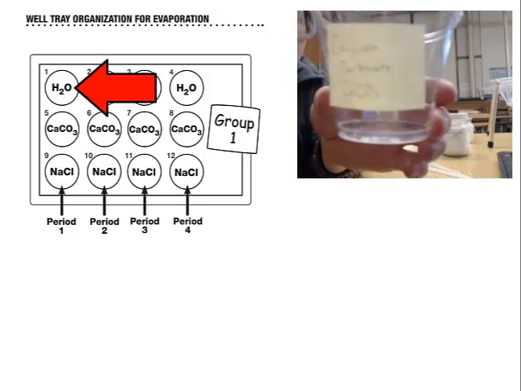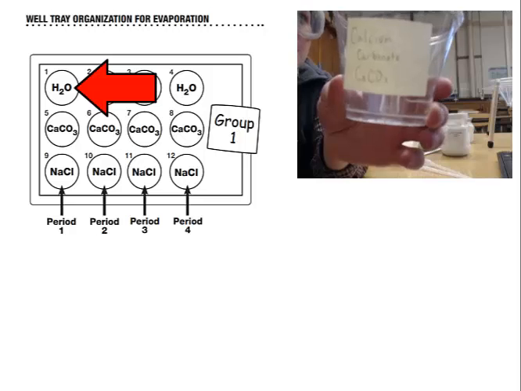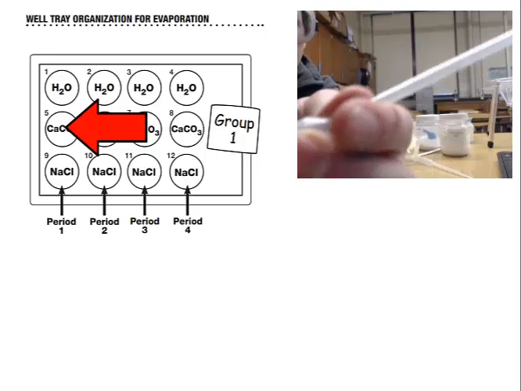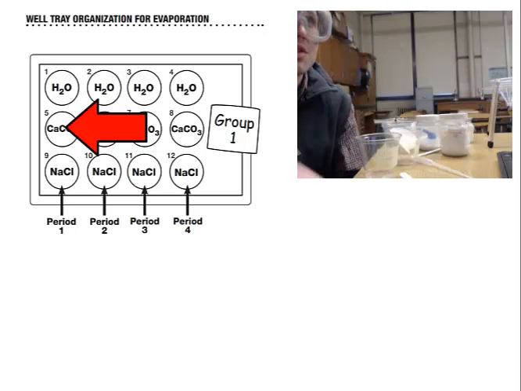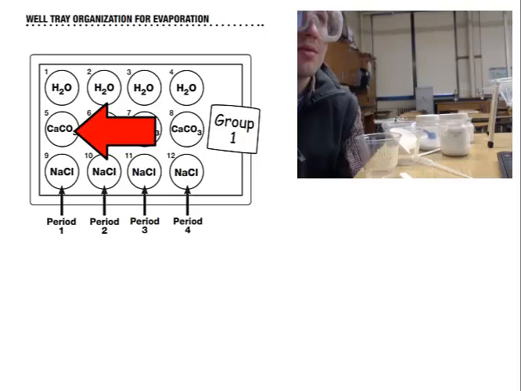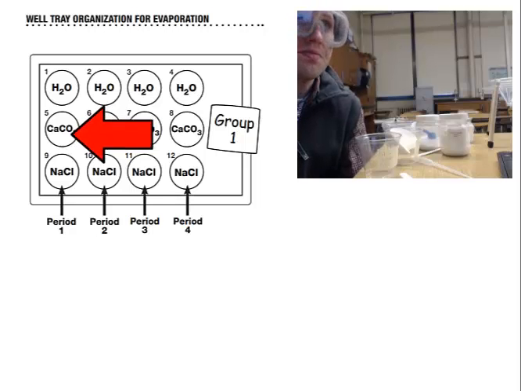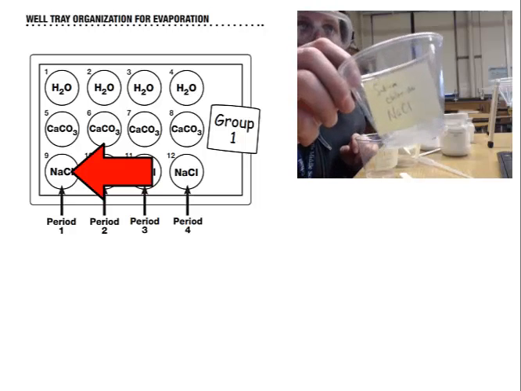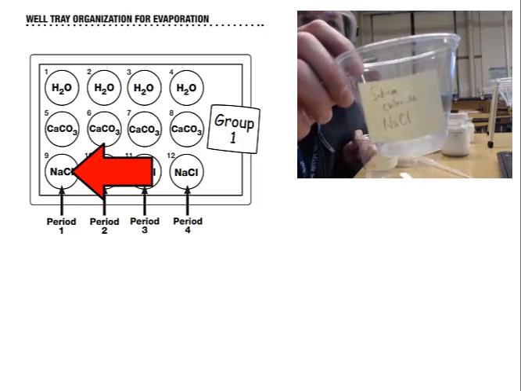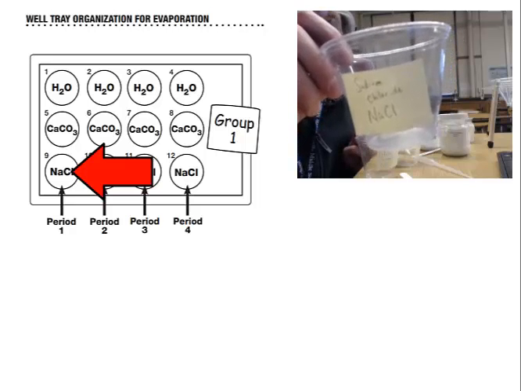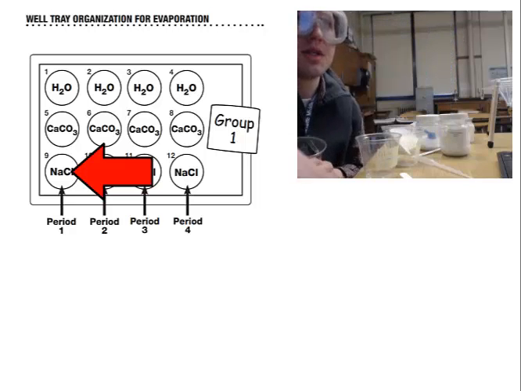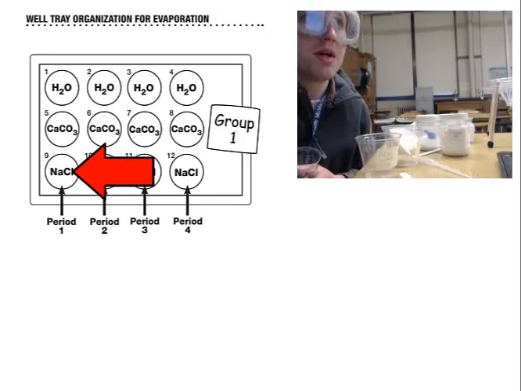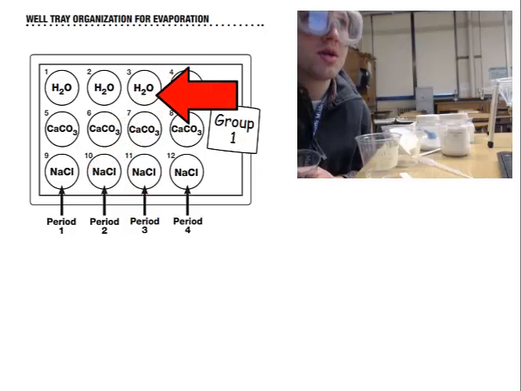The next one, you're going to take your cup of calcium carbonate that you've filtered, and you're going to place that using 10 drops from a different pipette into the second level of your well tray, like well tray number 5. And finally, you're going to take your sodium chloride that you filtered, the liquid that you filtered with sodium chloride, and you're going to place it in the lower well tray, like number 9. Okay, so that'd be for period 1.